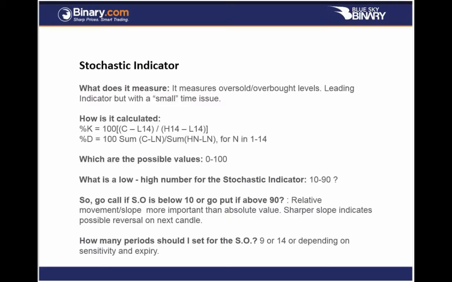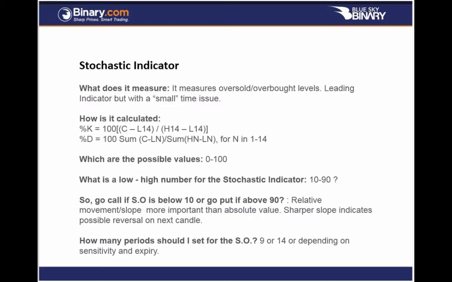And especially the numbers every time that the stochastic is below 10 or above 90. This is the main information for you. So every time it's below 10, it is an indication again that this is oversold. And if it's above 90, it's overbought, and it means that the price sooner or later will start moving down. Okay? Now, could we use the strategy of going call if the stochastic indicator is below 10 or going put if it's above 90?